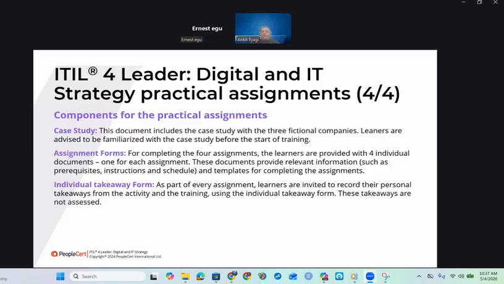Then, components: practically, I'll be sharing the case study. I'll be sharing the assignment forms. There are individual takeaway forms as well, if you would like to take away something from it, what you learned and how things work. So just some documents that I will be sharing with you.